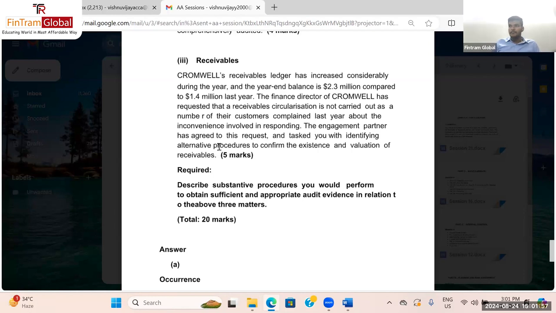The receivable balances, there's a fictitious customer probability, is that because sales has risen like two times, I would say, approximately. So there might be fictitious customers they have created during the year. What would the procedure be? What would that write? Take your time, think.